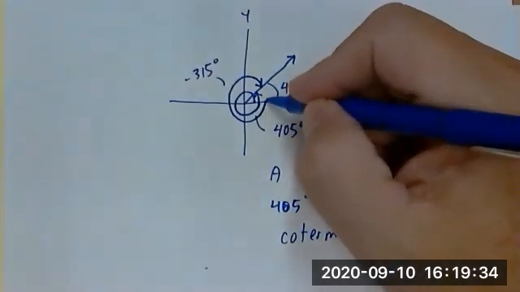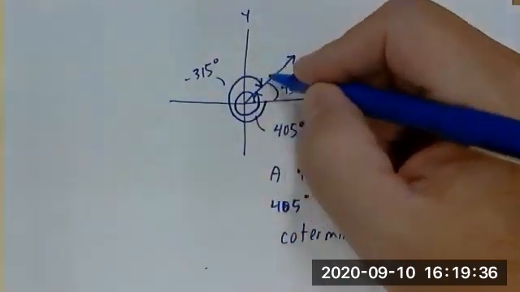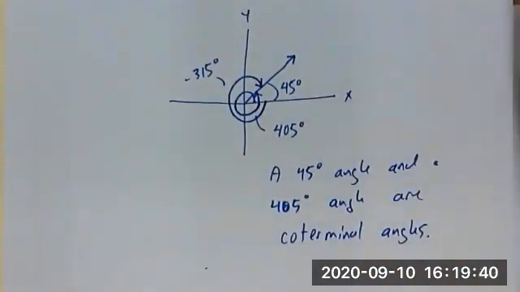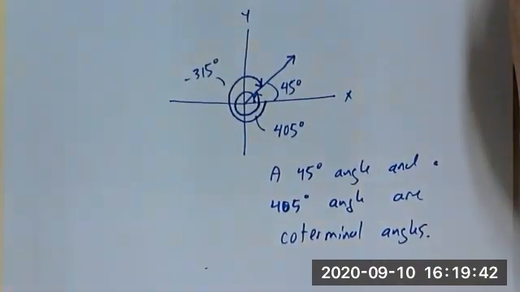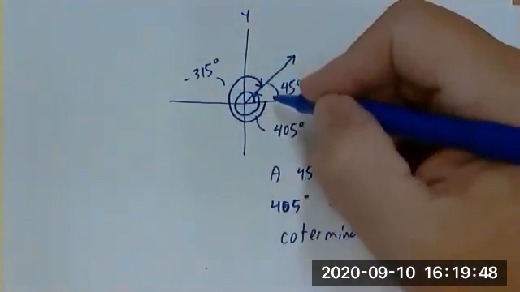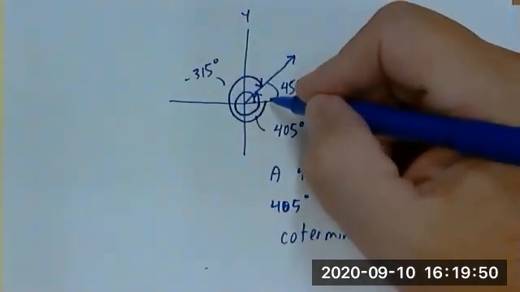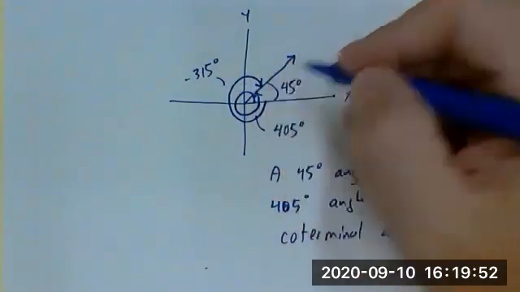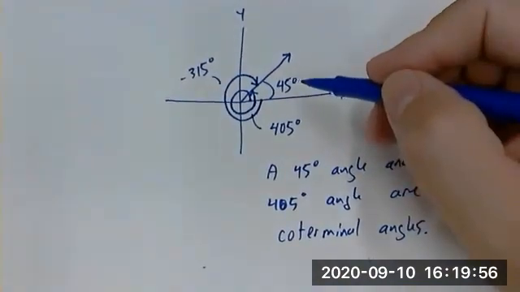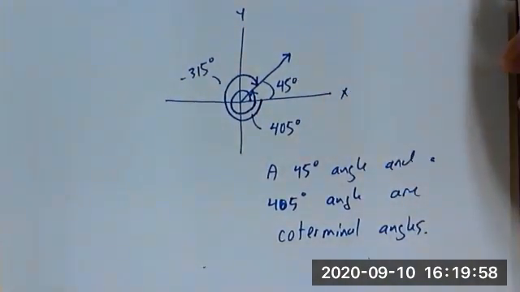And because theoretically we can go around and around this circle as many times, how many coterminal angles would there be? There'd be an infinite number, right? We could just keep going around and around, in either the positive direction or the negative direction. So that's the principle of coterminal angles. They start and stop at the same place.